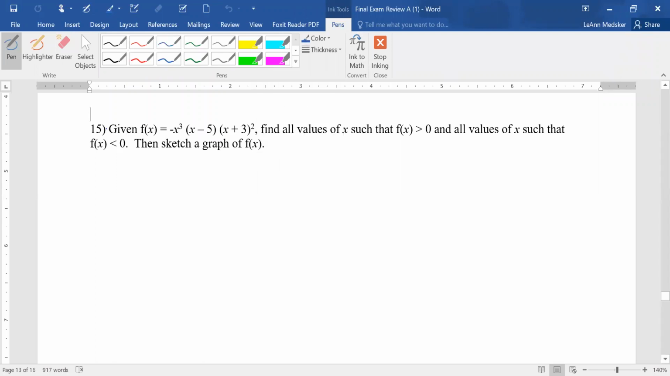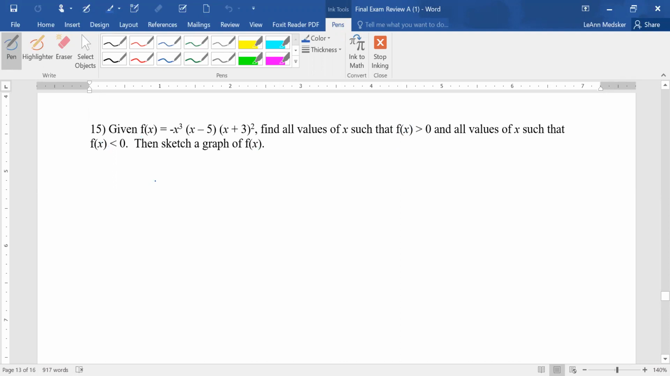Number 15 says, given f of x equals negative x to the third times x minus 5 times x plus 3 squared, find all values of x such that f of x is greater than 0 and all values of x such that f of x is less than 0. Then we want to sketch a graph of f of x. So notice this is asking us when are our y values positive and when are our y values negative.